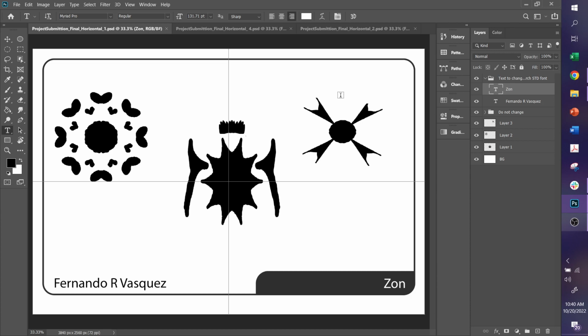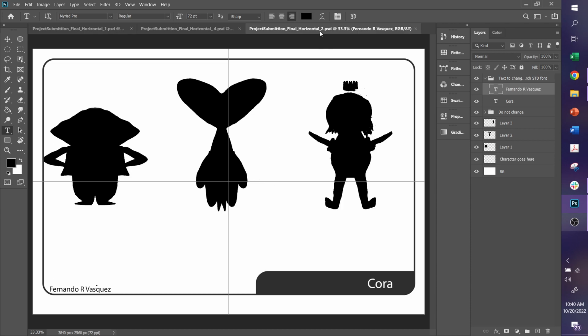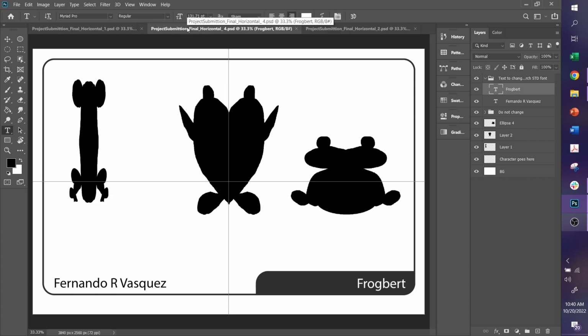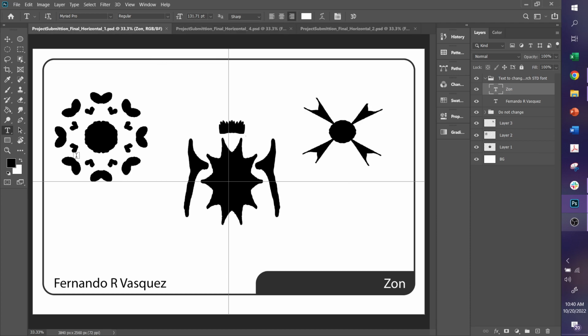The synopsis of the story is basically Korra goes into the woods to go find some medicine for his sick mother. Along the way, he meets Frogbert, and Frogbert leads him to the location of the cure, where they meet Zone, who is defending the cure to keep herself alive as long as possible. And that would be the synopsis.